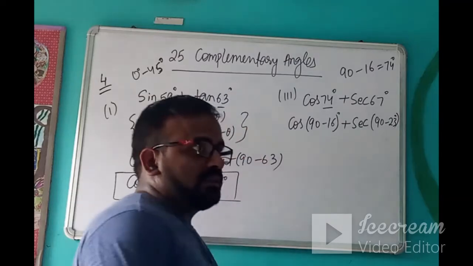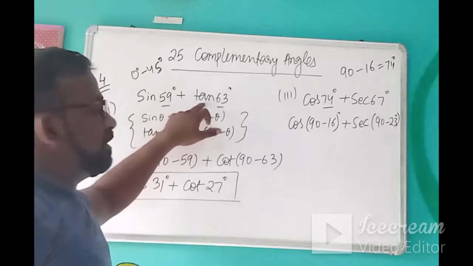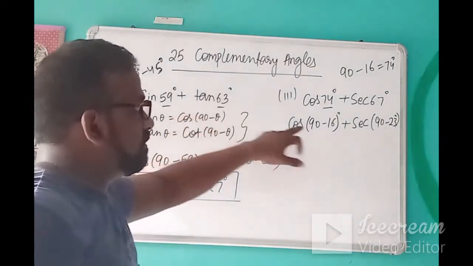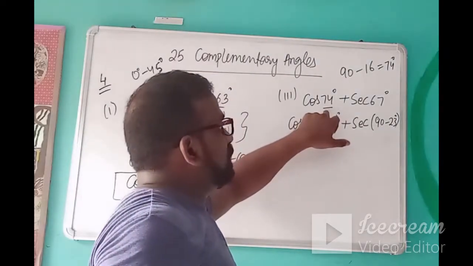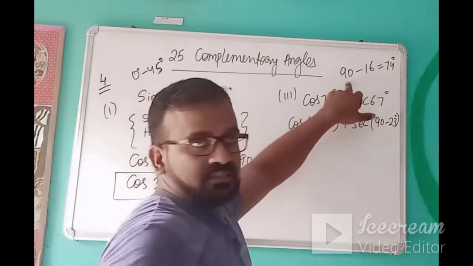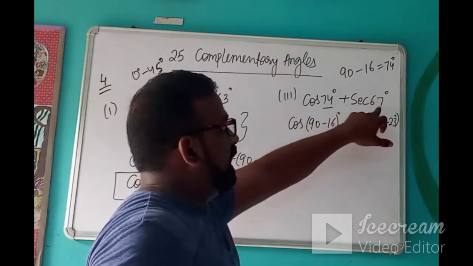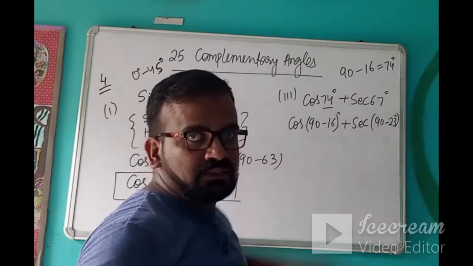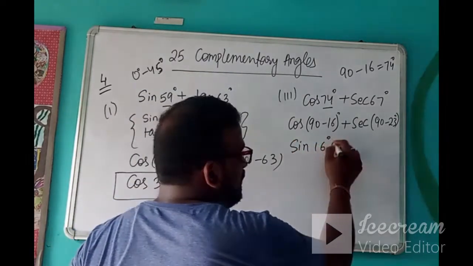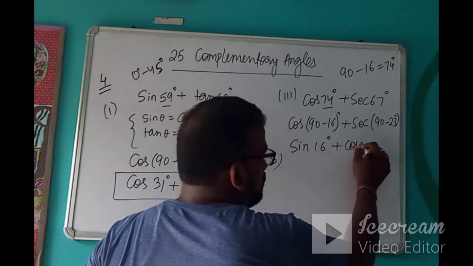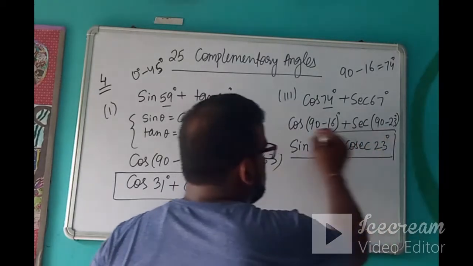But in the previous method, what I was doing, I was replacing the trigonometrical ratios. In this method, I am replacing the angle. So what I know, 74 is 90 minus 16, so I have replaced this 74 by 90 minus 16, and I have replaced this 67 by 90 minus 23. So what I will get? I will get sine 16 degree plus cosec 23 degree. Okay, so this is my answer.